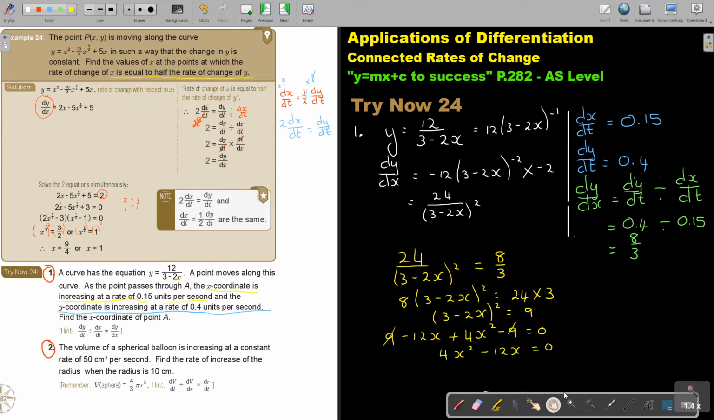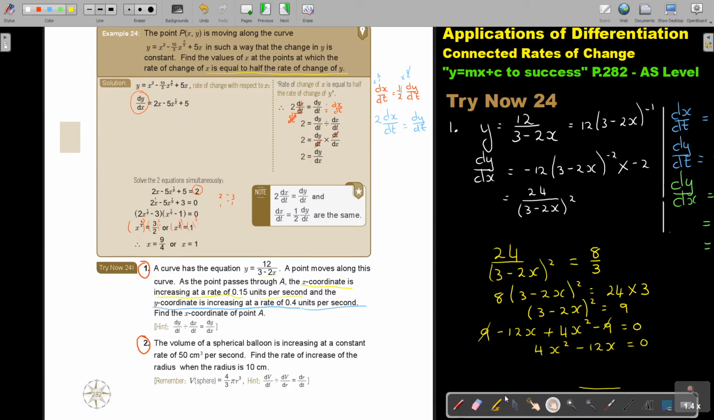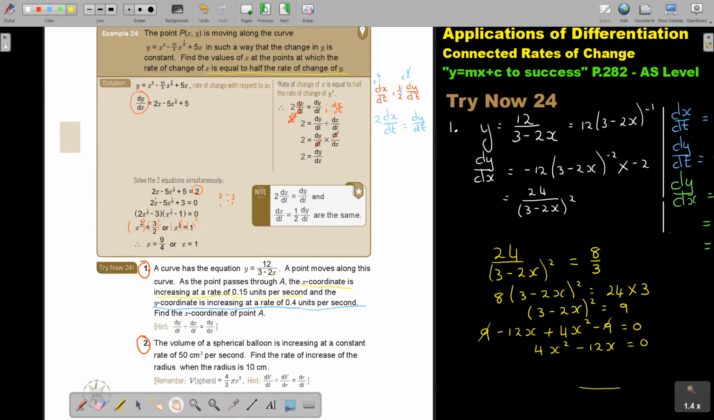And then I'm going to factorize, so we can make it 4x, and that is going to give me x minus 3. So therefore, okay, what is the question? Find the x coordinate of point I. x is equal to 0, or x is 3. Okay, and that is the final answer. Okay, let's do number 2.